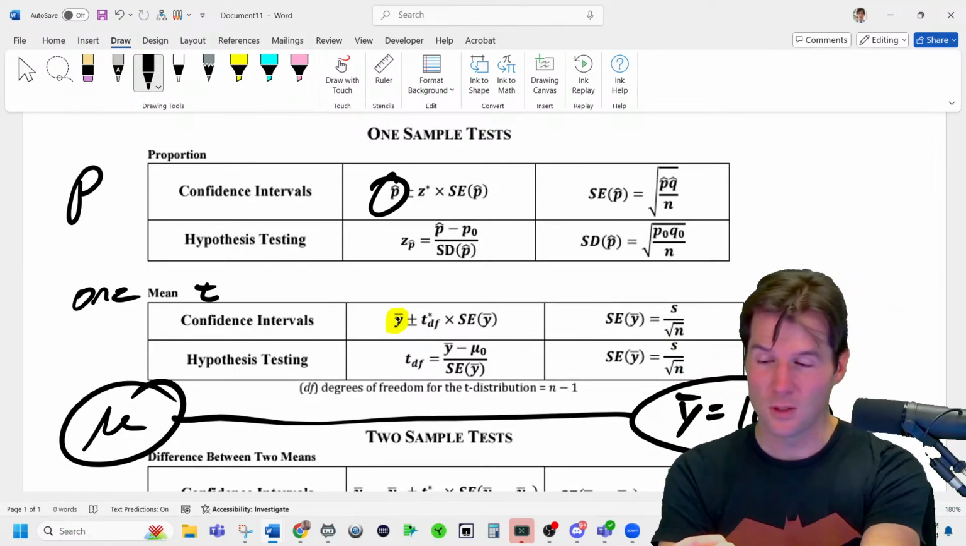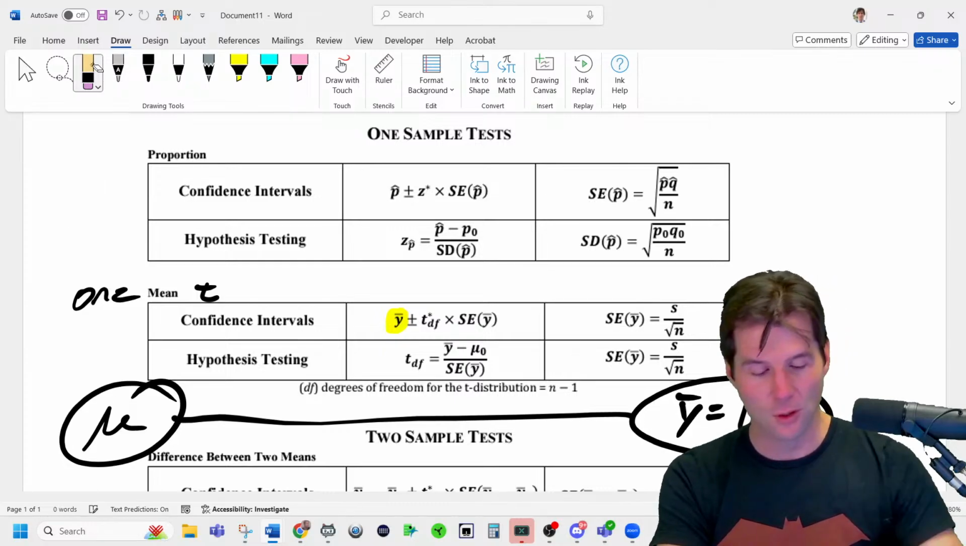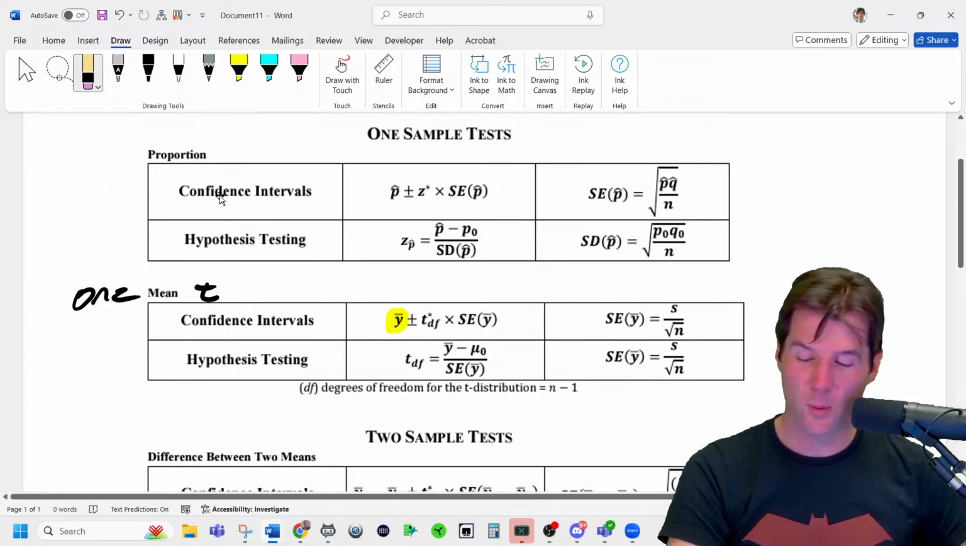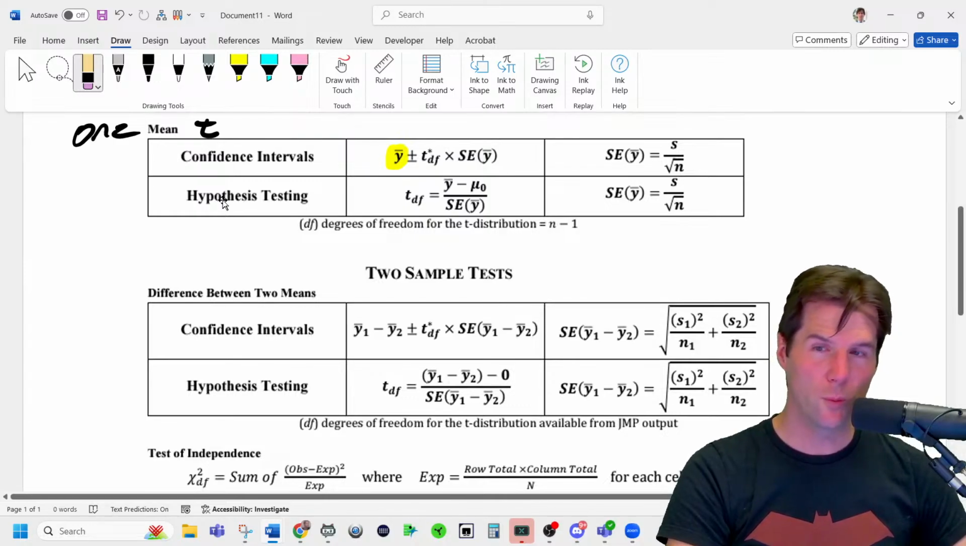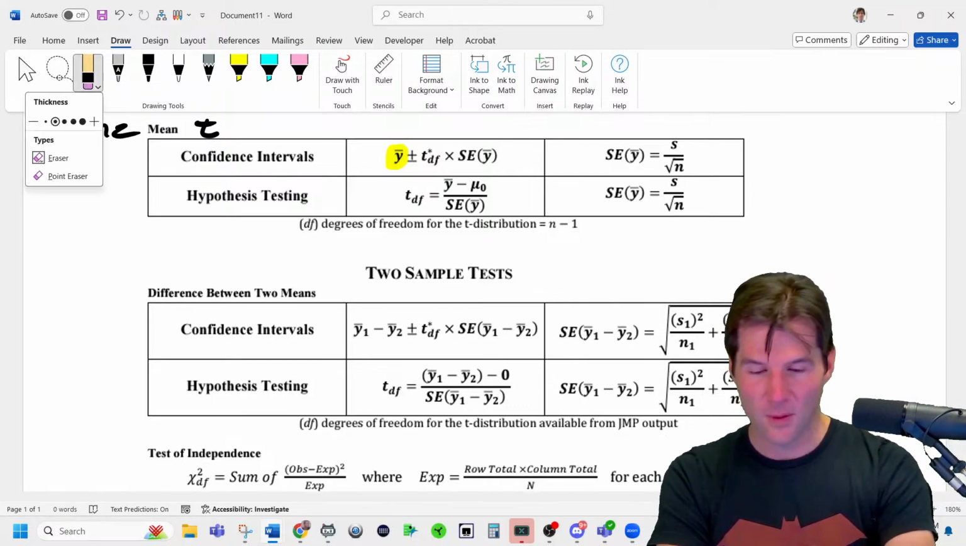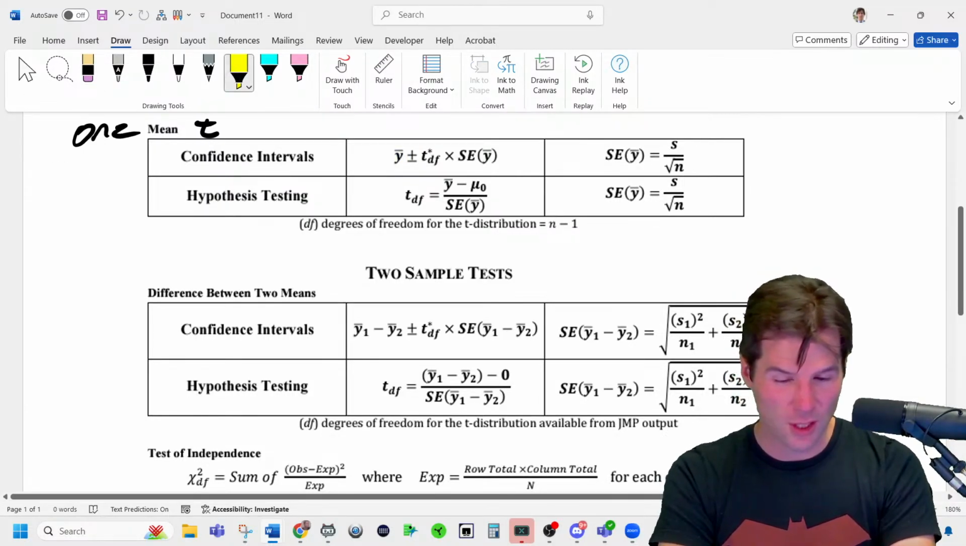We don't know what the truth is. We only have an estimate of the truth, which is P hat at the moment. So Y bar is the sample mean, and we are trying to estimate the true mean. And we're trying to do this for 1 mean, so we call it a 1 sample T interval. T star DF right there, be very careful. It is T star DF, and we do not multiply it by DF.